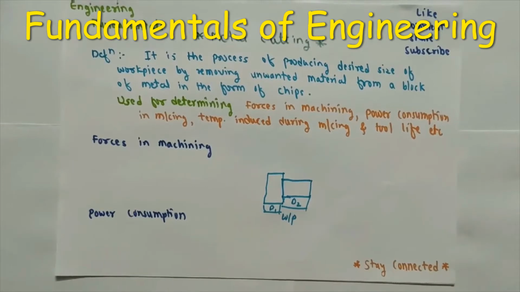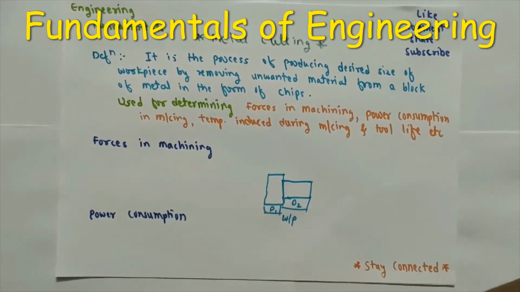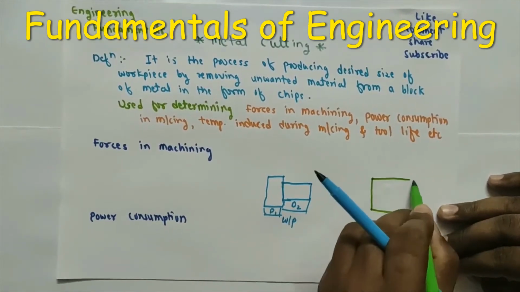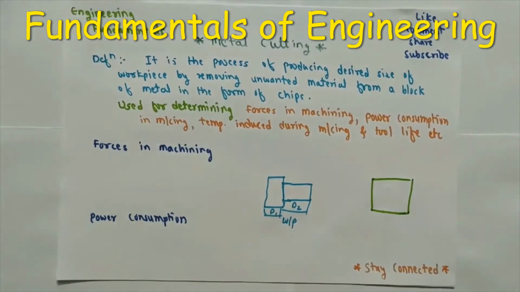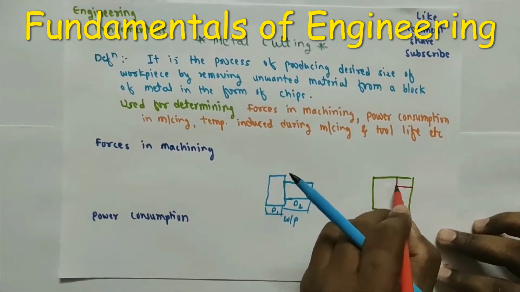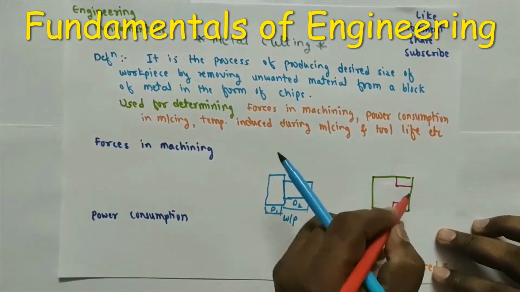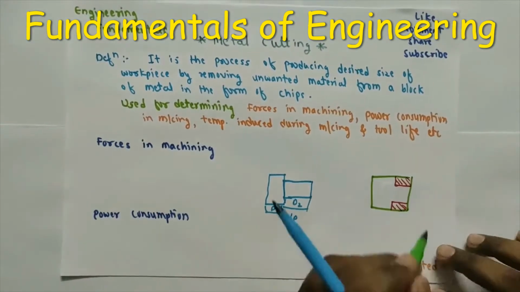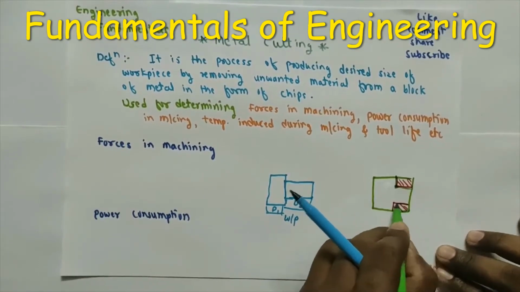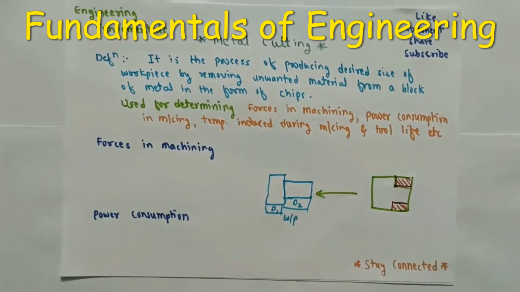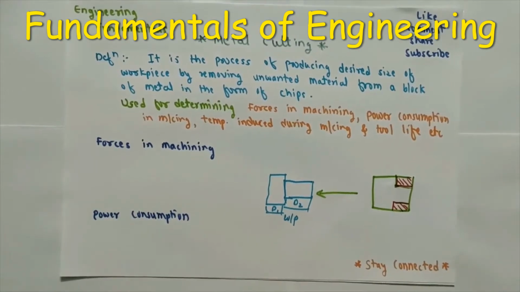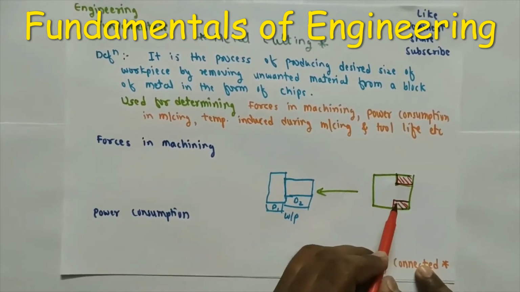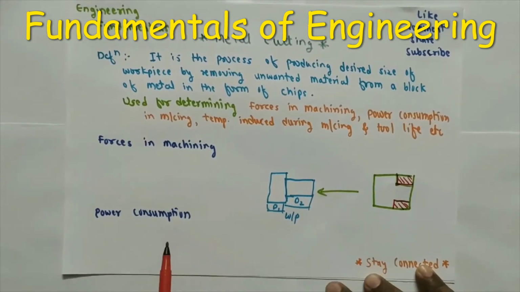For that, what we are doing is we are taking a block. From this block we are removing the unwanted material, so that we get the final size of the job like this. So the metal cutting process is what? Getting the desired size of a workpiece by removing unwanted material from the block in the form of chips.